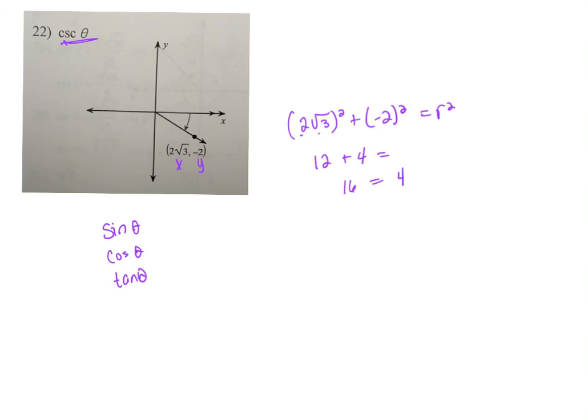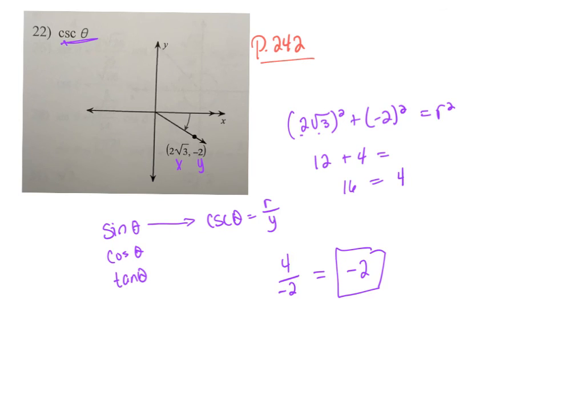It's asking for cosecant. Cosecant is my reciprocal of my sine. So cosecant is going to be r over y. So my r is 4, my y is -2 here. So my cosecant should be -2. So page 242 will give you your y over r, x over r, y over x.